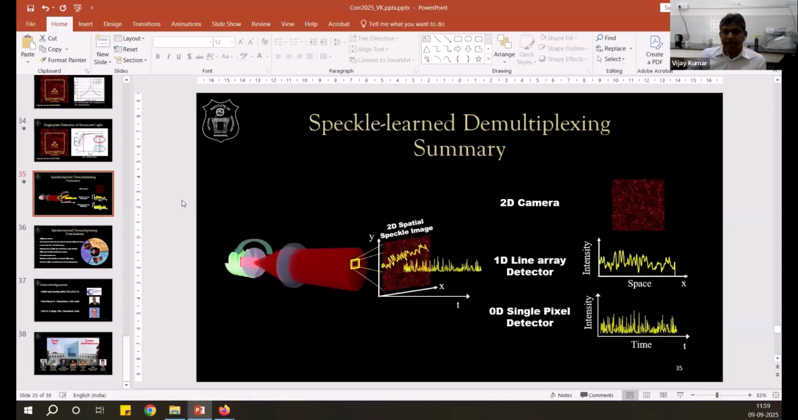That's the way I can clearly identify which mode I have launched, and then I can identify which information I encoded in which particular mode. So this exactly works. The only thing is that instead of free space, you just have to establish the one-to-one mapping between which mode you are launching and what speckle pattern you are getting. And the same technique follows.